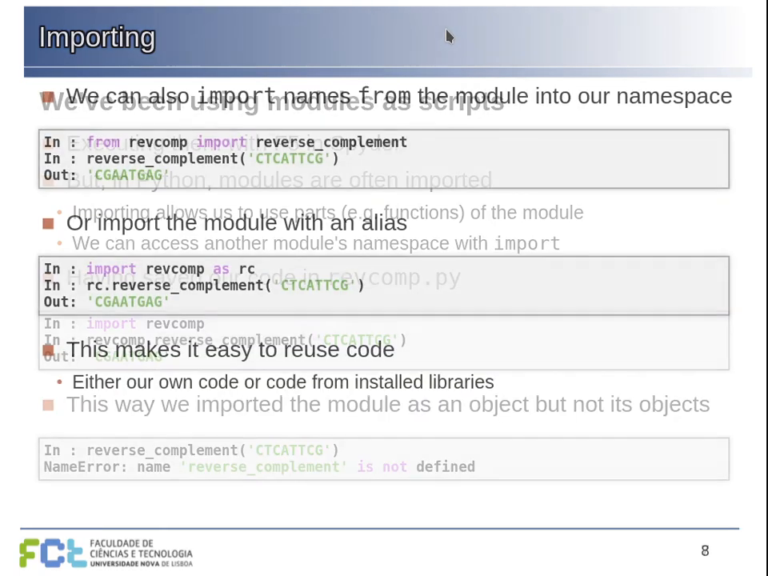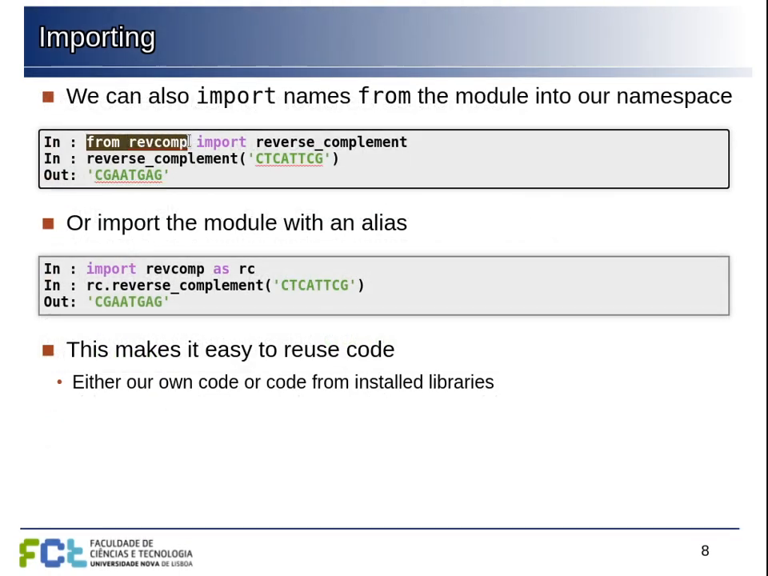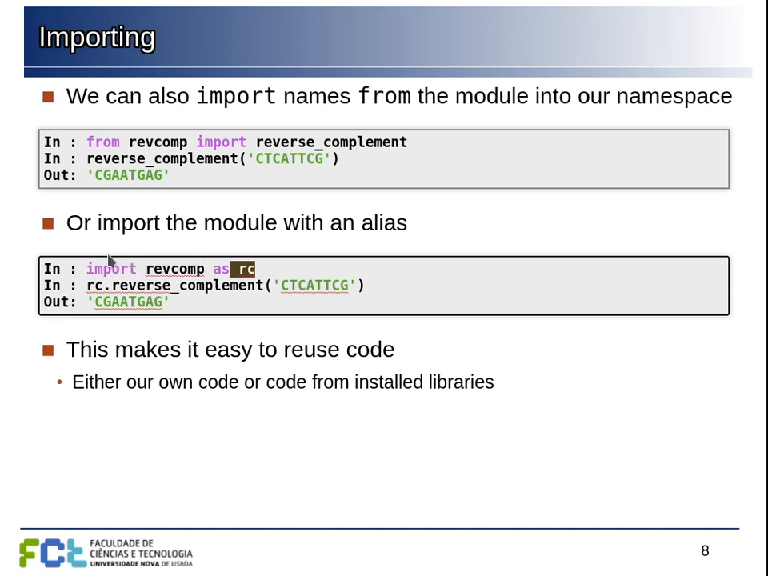However, if we only want this function, we can do it like this. Instead of importing the whole module, we can say that from this module we're going to import the function that we want. Now we import this name into our namespace, and we can use the function as if we had run the module here. This way it's easy to write code in different modules and then reuse the code you want. Another thing you can do is import a module but give it a new name. I'm going to import this module, revcomp, the name of the file, but give it an alias, rc. Now I don't have to write revcomp, I write rc, which is the name of this module in this namespace, and I can access everything that exists inside the module.